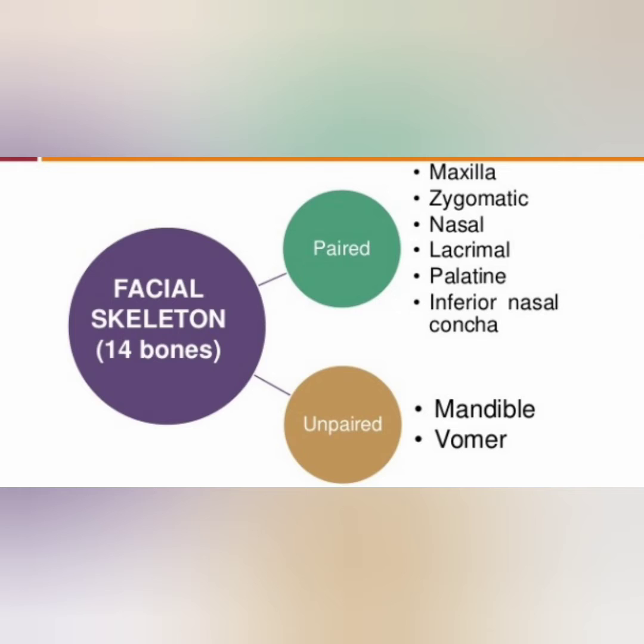We have 14 bones in the facial skeleton, 6 paired and 2 unpaired. The paired bones are maxilla, zygomatic, nasal, lacrimal, palatine and inferior nasal concha. The mandible and vomer are the 2 unpaired bones of the facial skeleton.